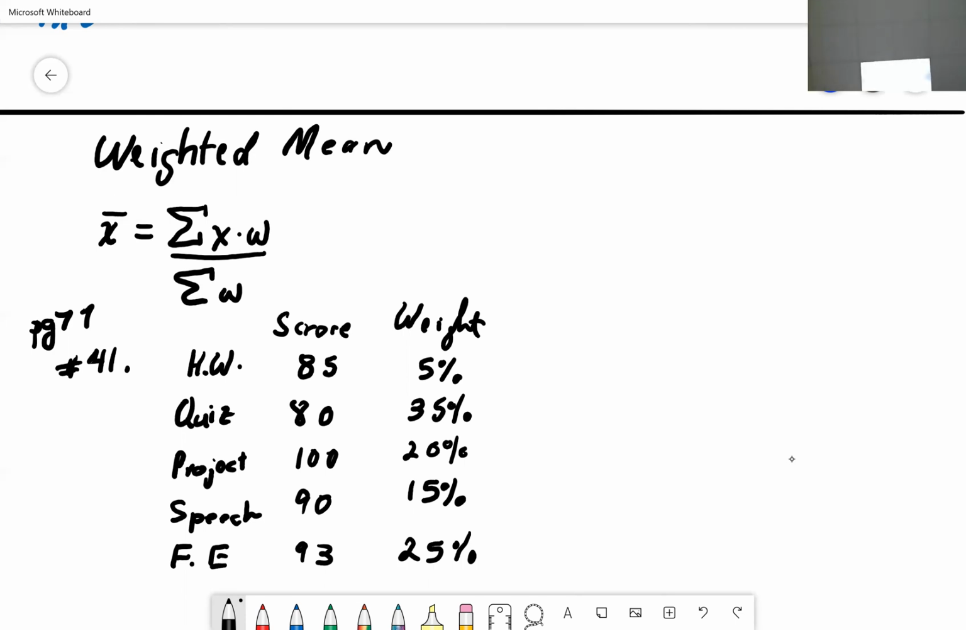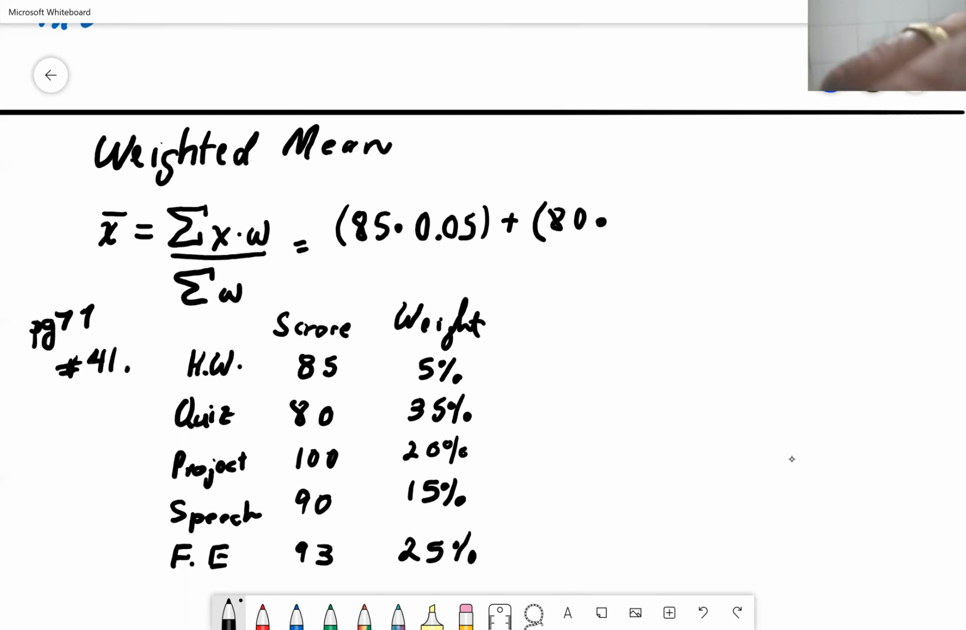So the way this is going to be done is you go, okay, the first score is 85, and it will only contribute, you could look at it as points, 5% in total. So you multiply it by 0.05, which is the decimal representation of that percent. That's the first thing you do. Then you continue, say the next one is quizzes. They got an 80 on that, and what we're going to contribute to it is 0.35.